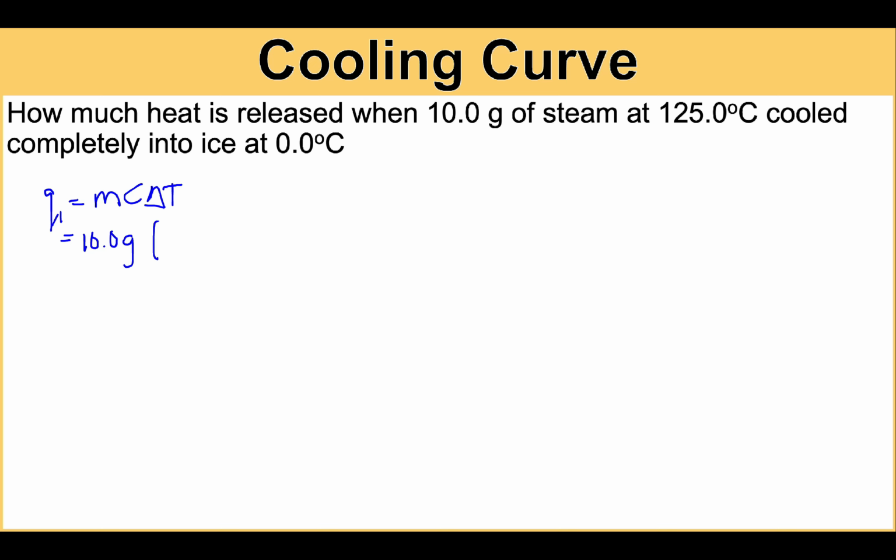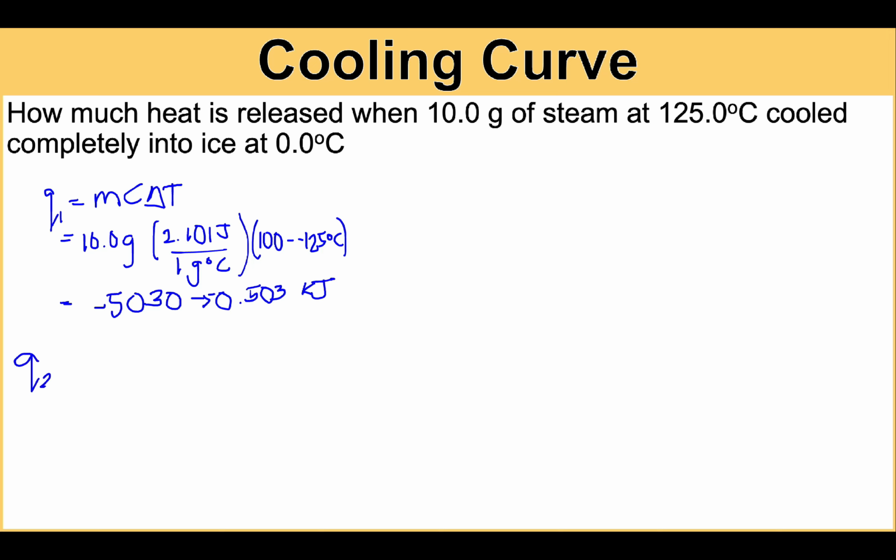So mcΔT, then substitute the given mass times the specific heat of steam, which is 2.01 joules per gram degree Celsius. Then the change of temperature, 100 minus 125 degrees. Cancel the units. This will give you negative 503 joules, or in kilojoules, it's negative 0.503.